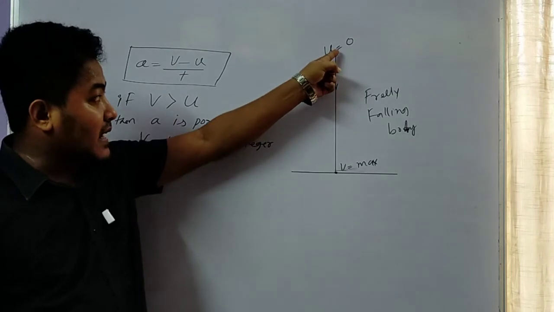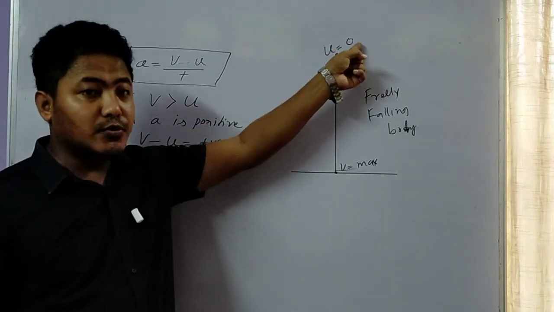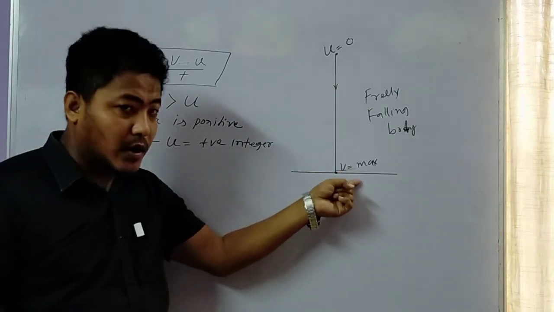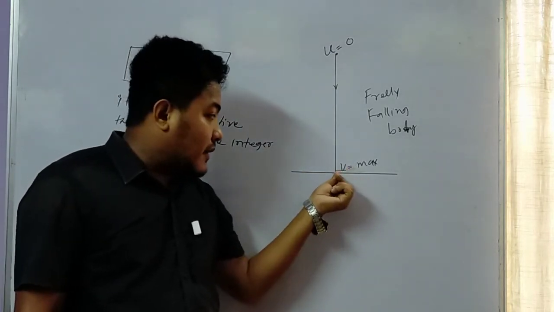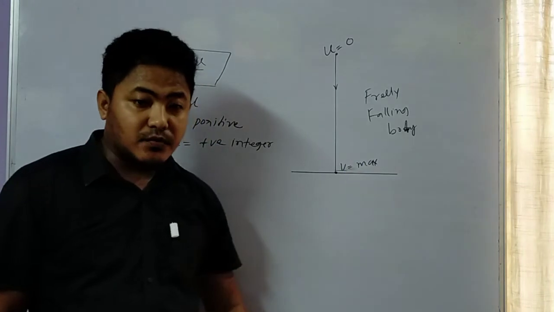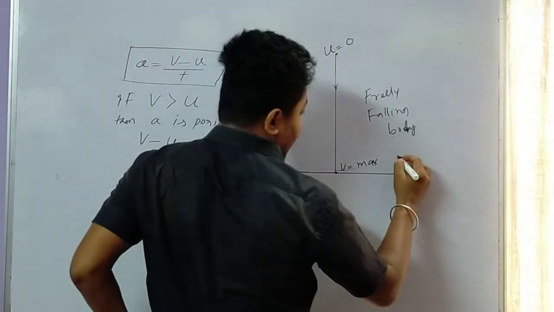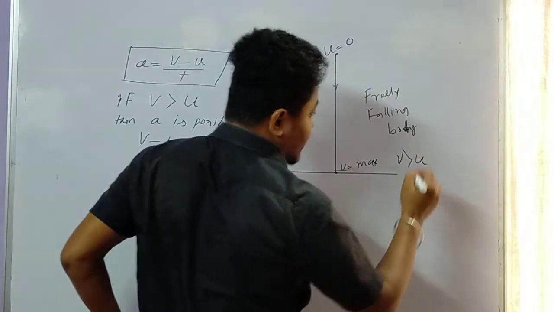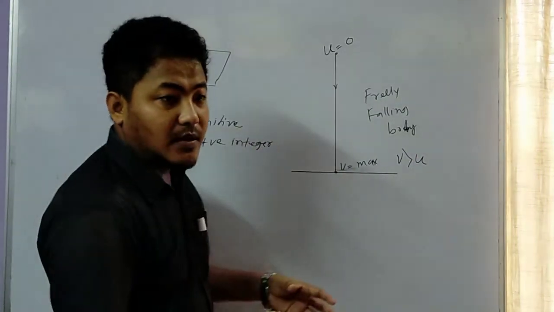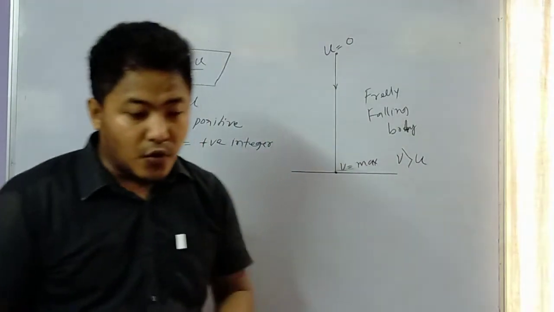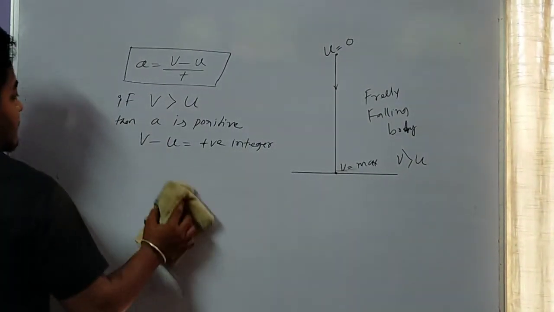Understand this point? For a freely falling body, we can observe the positive acceleration. At the initial point, the velocity will be 0. As it goes downward, at the final point, velocity will be maximum. That means in this case final velocity will be greater than initial velocity, hence that is the positive acceleration. Understand?